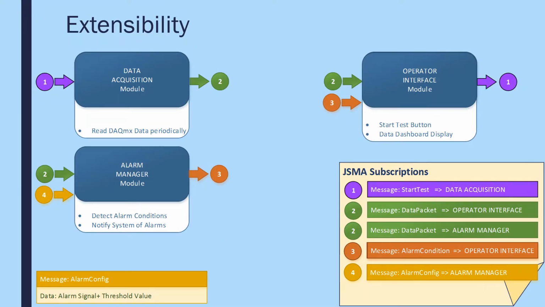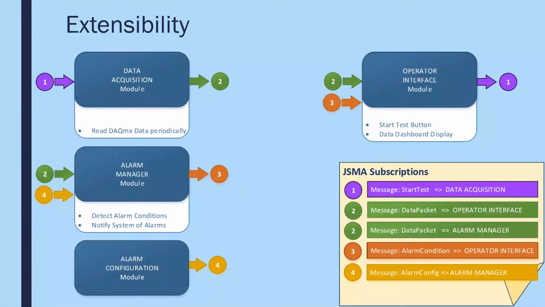Next, you'd have to decide how the user will input the alarm configuration information. Do you want to just include those controls on the existing operator interface? In that case, it would be the one to send out the alarm config message. Or do you want to create a new alarm configuration interface module to send the new message out? And if you want to display the alarm configuration during testing, the operator interface can subscribe to that data as well. However you decide to do it, JSMA makes it a breeze.